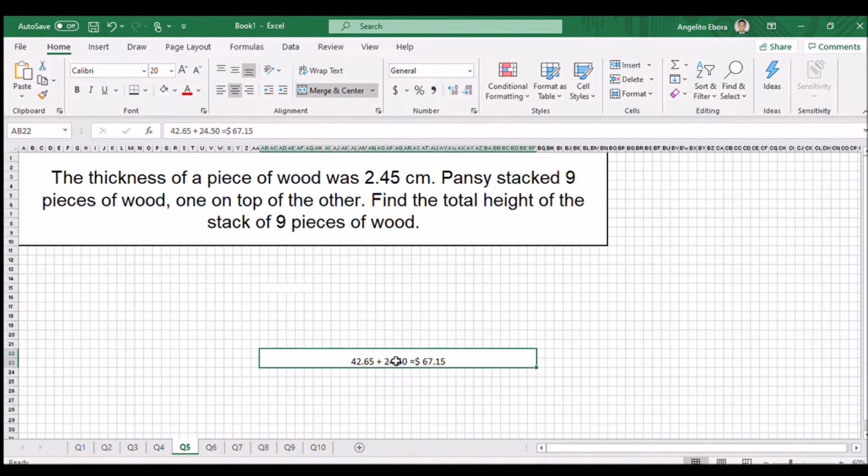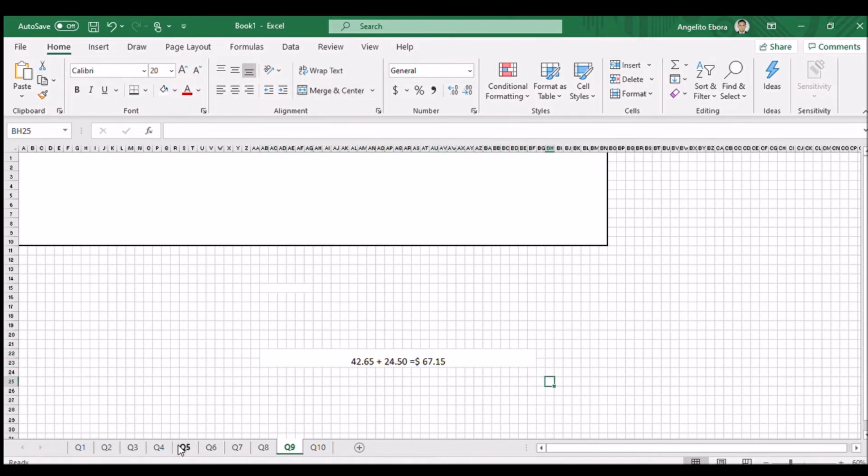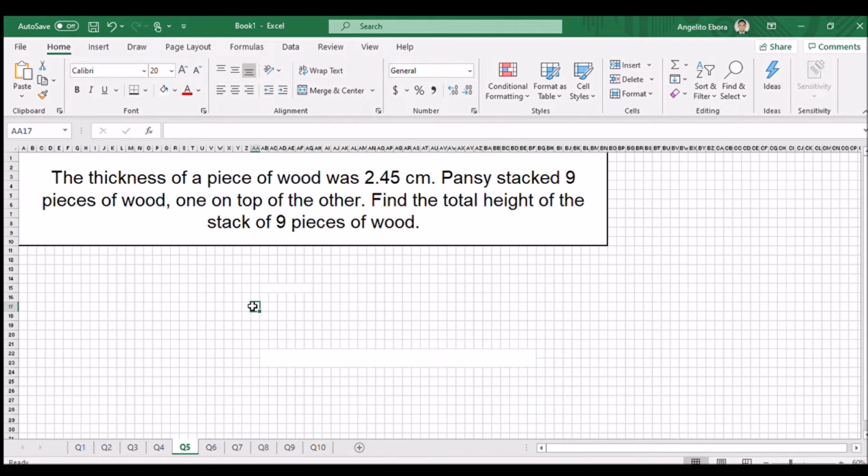Okay, let's move on to question number 5. Okay, the thickness of a piece of wood was 2.45 centimeters. Pansy stacked 9 pieces of wood, one on top of the other. Find the total height of the stack of 9 pieces of wood. So it's very clear that a piece of wood was 2.45 centimeters. Let's say this one is the piece of wood.